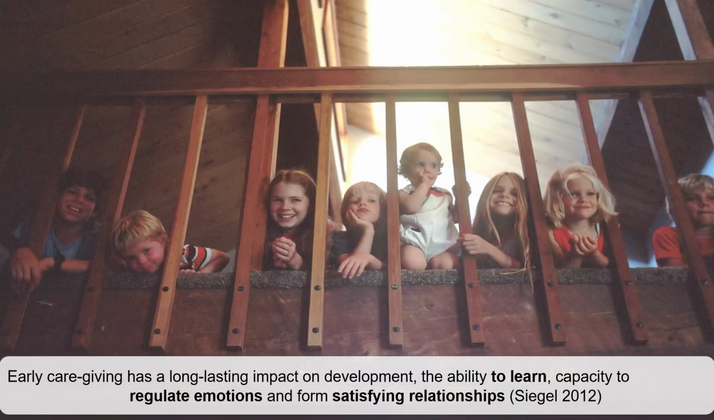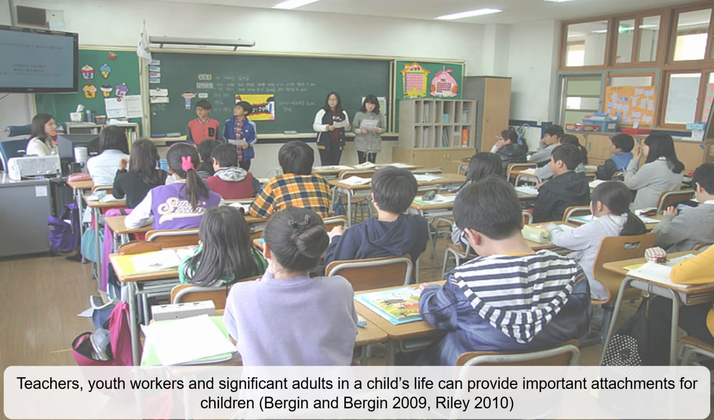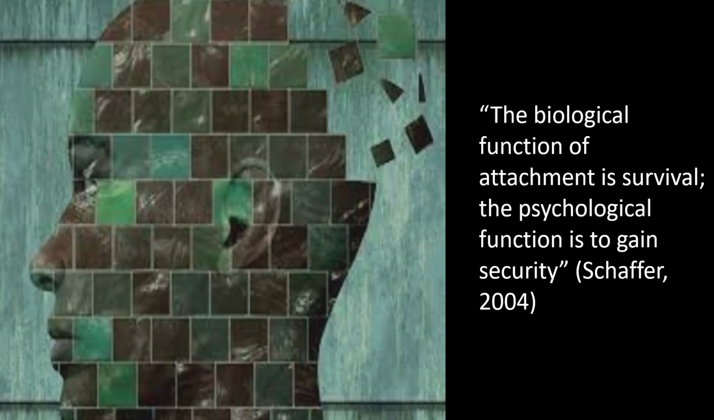Early caregiving has a long-lasting impact on development, the ability to learn, capacity to regulate emotions, and form satisfying relationships. Attachment is crucial to children's psychological welfare and forms the basis of personality development and socialization. So, what is required on the part of the teachers and others? Teachers, youth workers, and significant adults in a child's life can provide important attachments for children. So, the biological function of attachment is survival. The psychological function of attachment is to gain security.